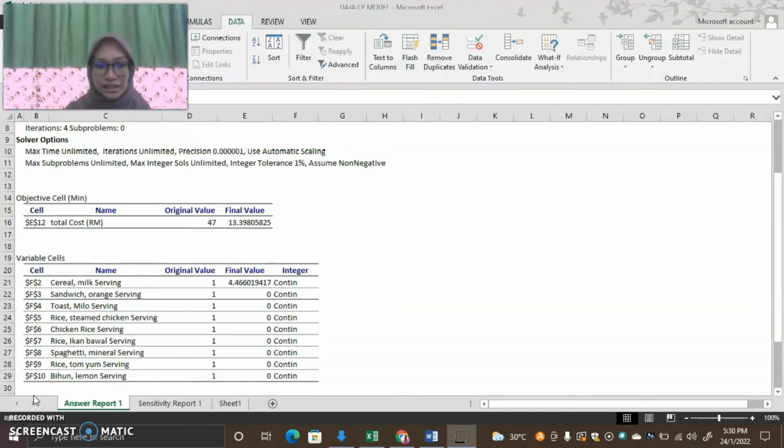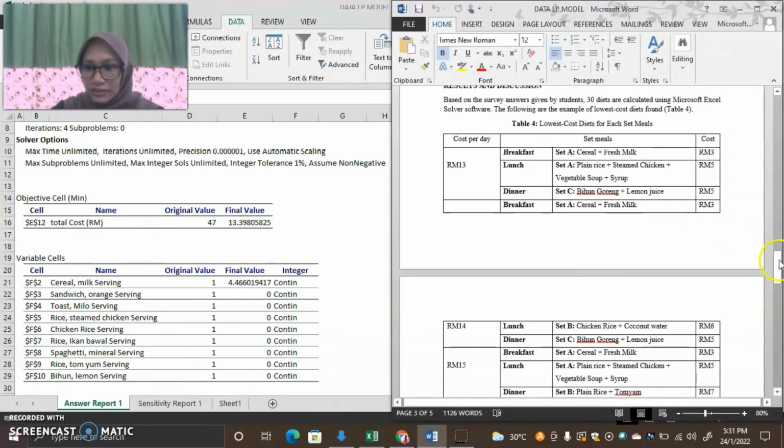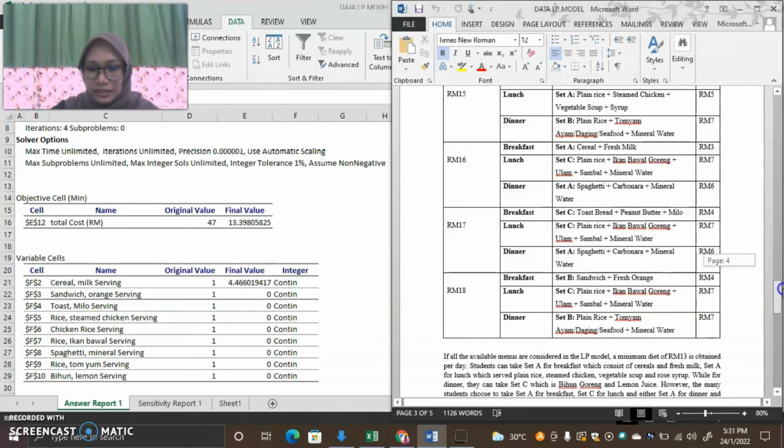As you can see from this final answer report, in the objective cell for minimum cost, the original value for total cost is 47 ringgit, and when we use the solver to find the minimum total cost, we get 13 ringgit 39 cents. Thus, as we can see from table 4, it states the lowest to highest cost diet for each set meal, starting from 13 ringgit until 18 ringgit.